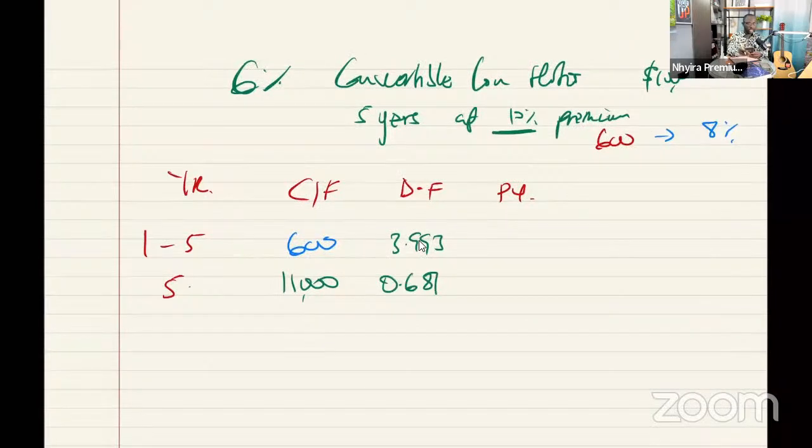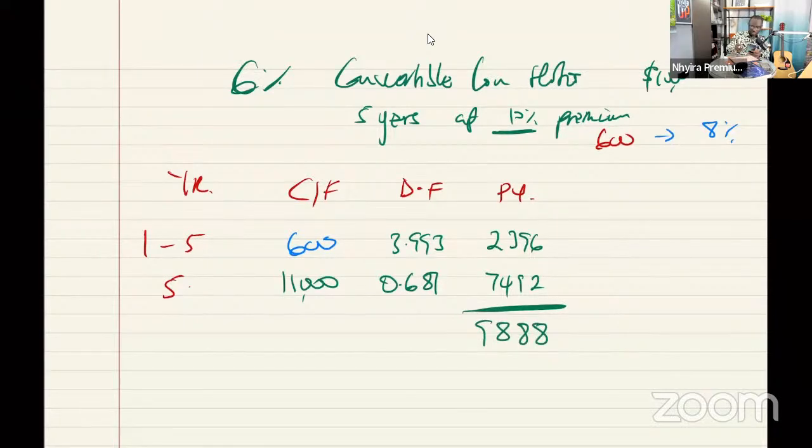So we multiply respectively, 600 by 3.993. I get 2396 approximately. 11,000 times 0.681 is something like 7492. Let's see. 7492 plus 2396. Okay, so I'm getting 9888. So assuming this is the scenario, let's just stay with it like that.